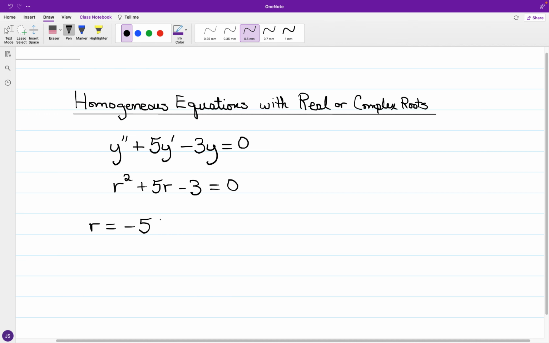So you have negative b, which will be the negative of 5, plus or minus the square root of b squared, which is 5 squared, minus 4ac, so minus 4 times 1 times negative 3, all over 2a, which is going to be 2 times 1.